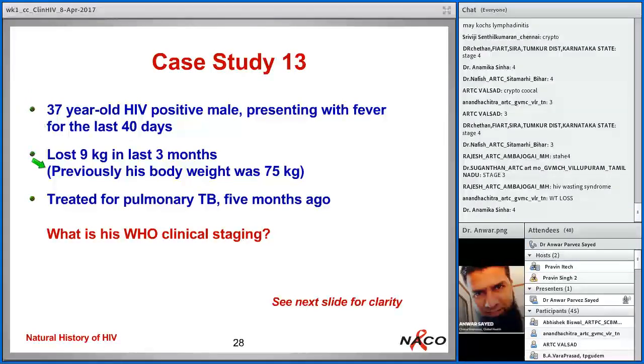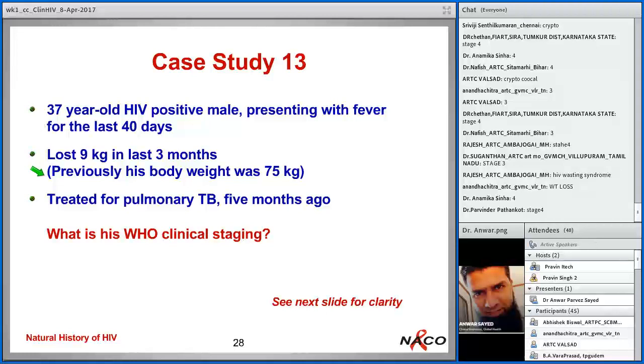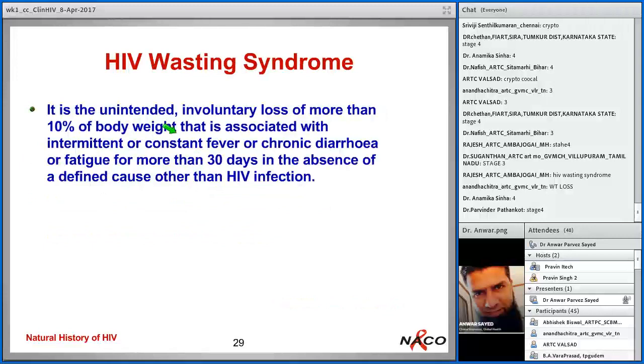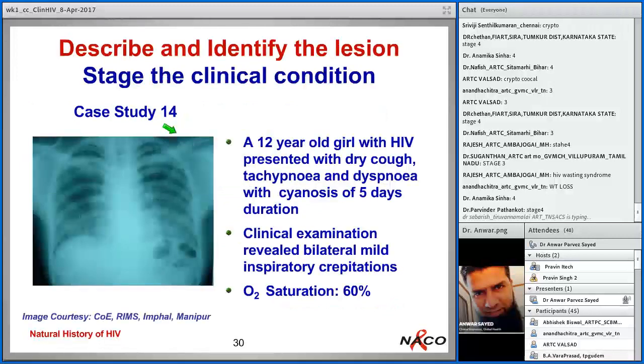Now, I'm reading this case. 37 years old HIV positive male presenting with fever for last 40 days, lost 9 kg in last 3 months. Previous body weight was 75. That means it is more than 10% of body weight. Treated for TB 5 months ago. What will be the clinical stage? Some say stage 3, some say stage 4. If I say stage 4, then what could be the condition here for saying stage 4? Obviously, TB is not present now. It was 5 months ago.